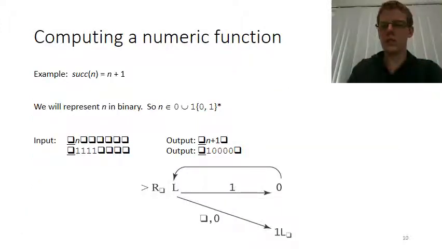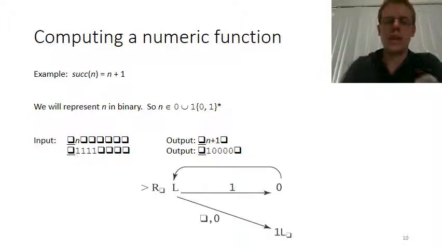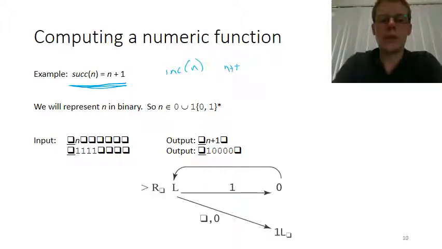I'm not going to do all of this next function because otherwise this video is going to get too long. But we can consider the idea of computing a numeric function just as computing a function on strings. So let's imagine that we have this function called the successor of an integer n. You could also call it increment n or n++ or something like that. But basically, given a natural number, it will spit out the next natural number, so n+1.